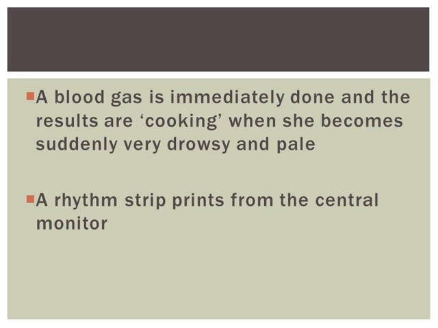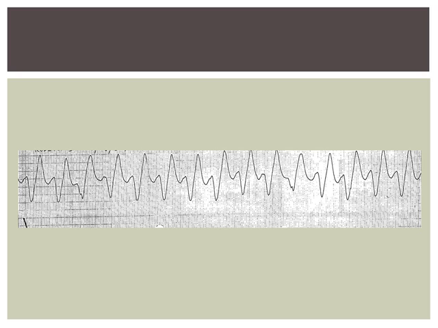So you immediately arrange a blood gas, and the results are cooking on the machine when the patient suddenly becomes very drowsy and pale, and the rhythm strip prints out from your central monitor and is given to you. And this is what it looks like. So what we've got here is still not a particularly fast rhythm, about 100 beats per minute at the most. Broad complex, really lost a lot of definition of the QRS complexes and T waves now. In fact, it's looking more like a sine wave.